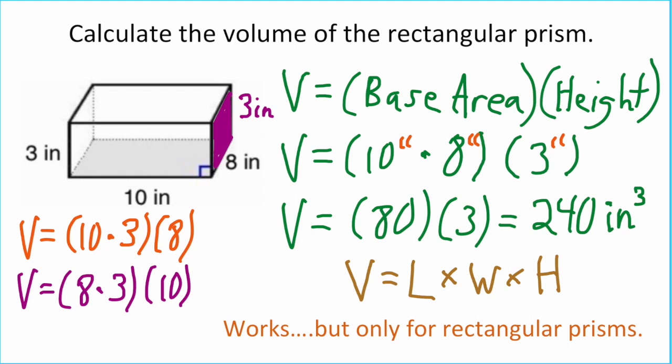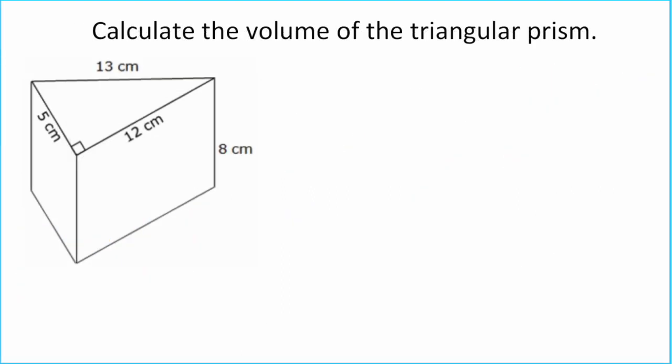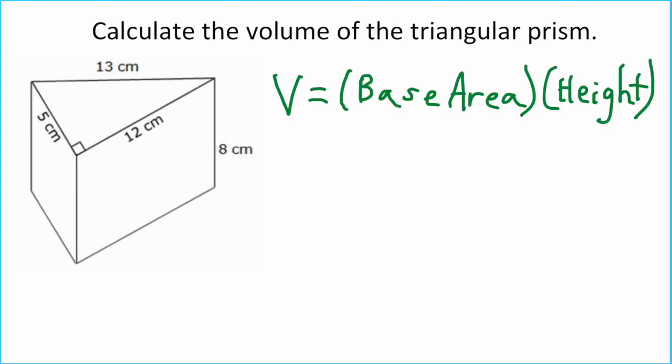So I don't teach length times width times height. I'd rather use base area times height because it'll work in the next problem also. Now we're going to calculate the volume of the triangular prism. So we have to go base area times height, same formula.